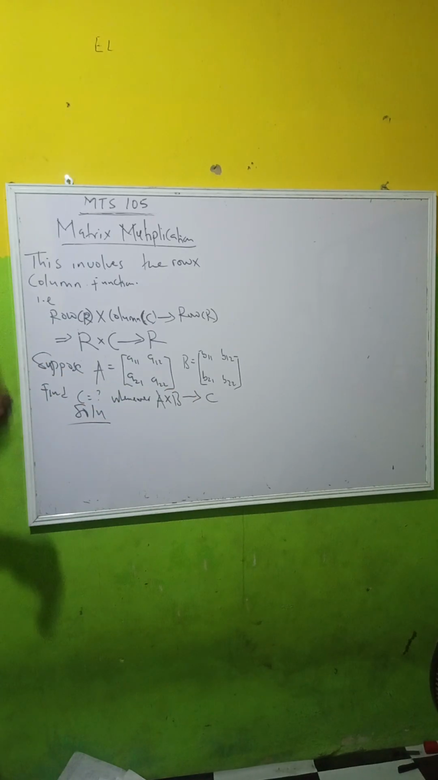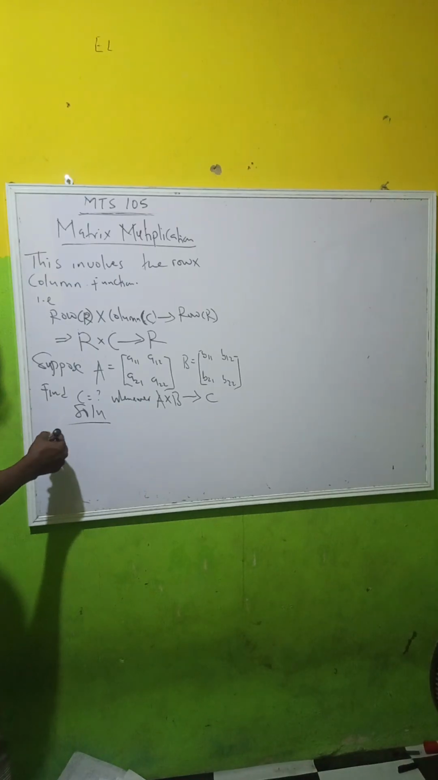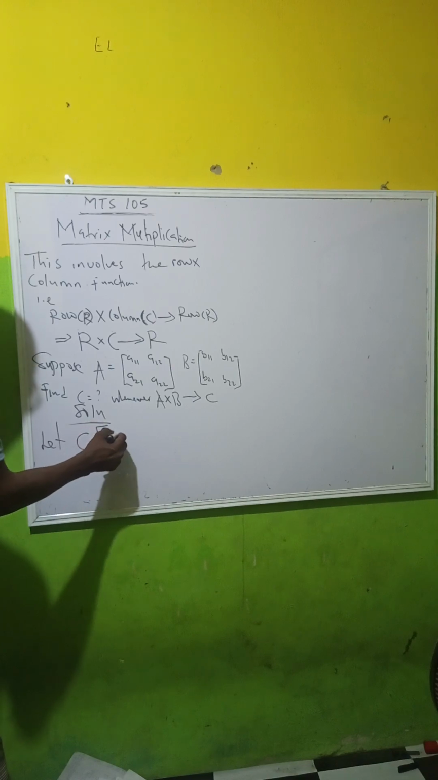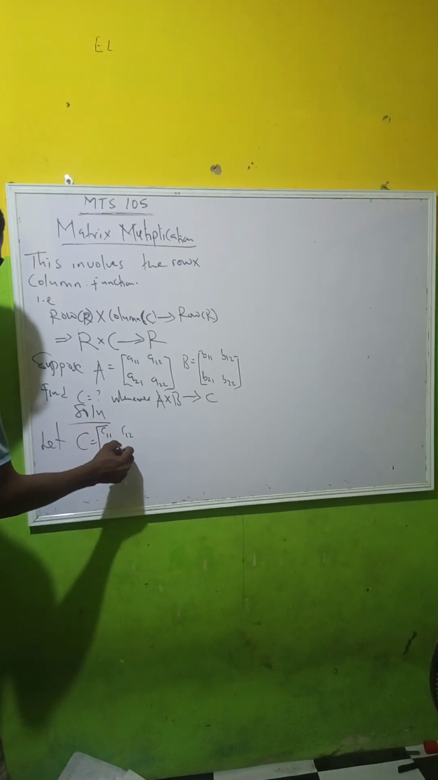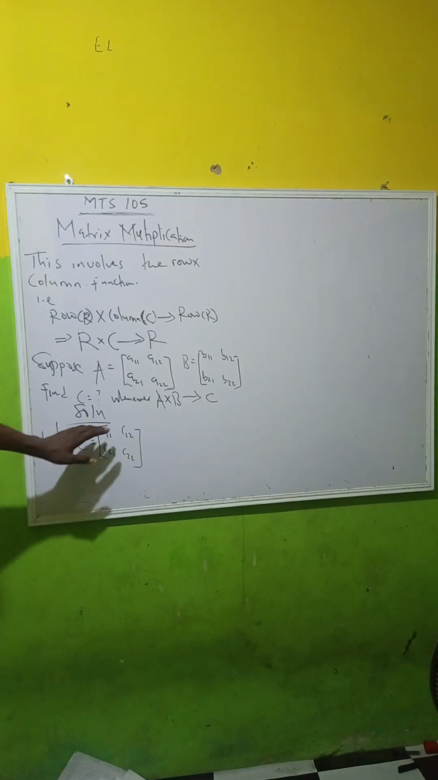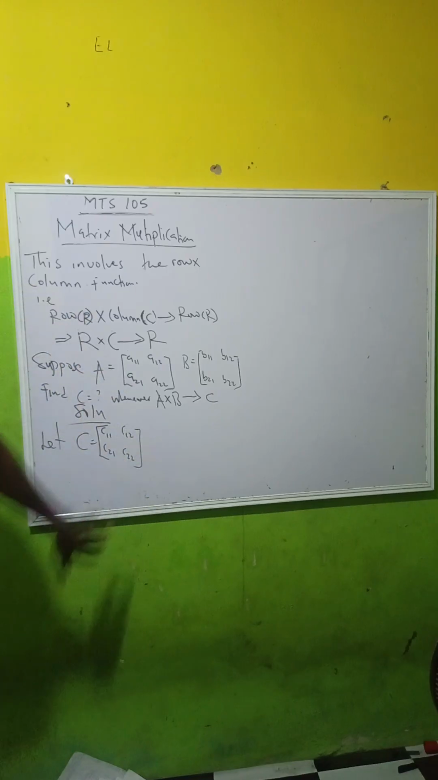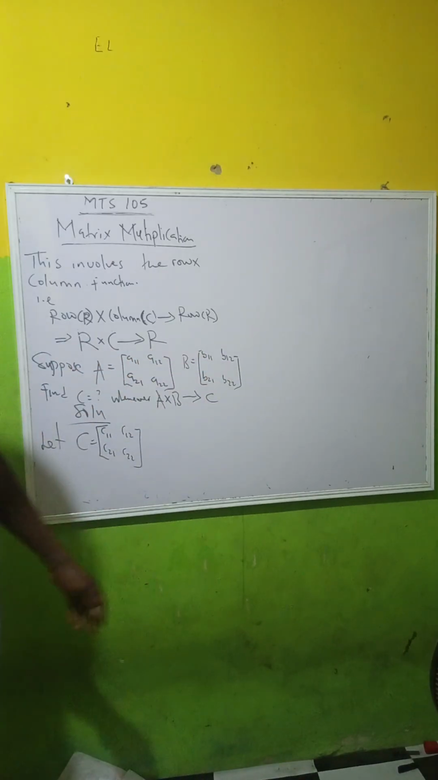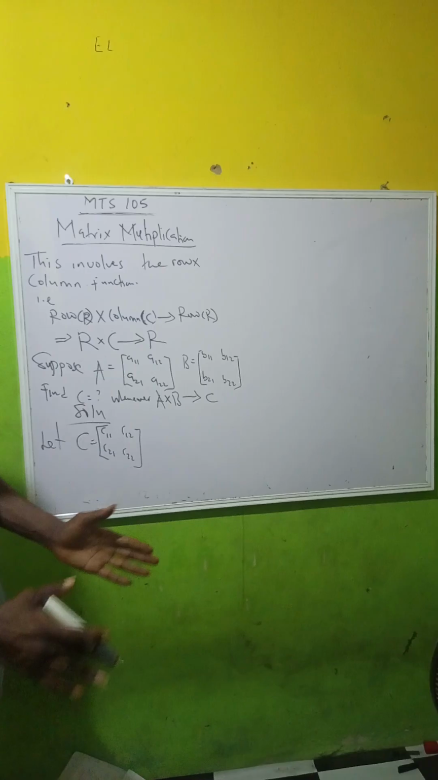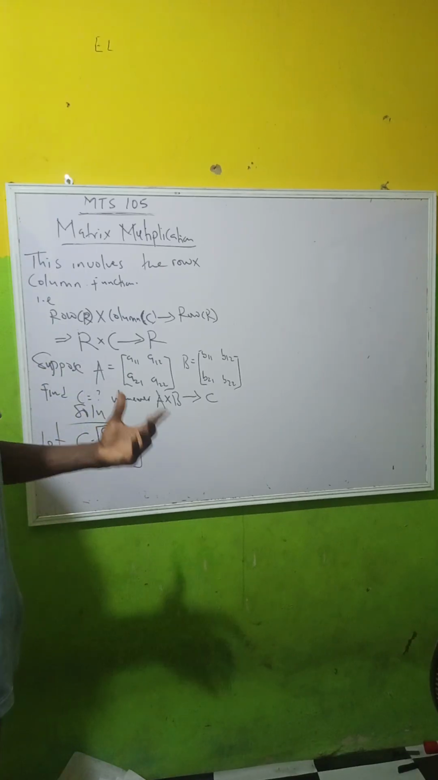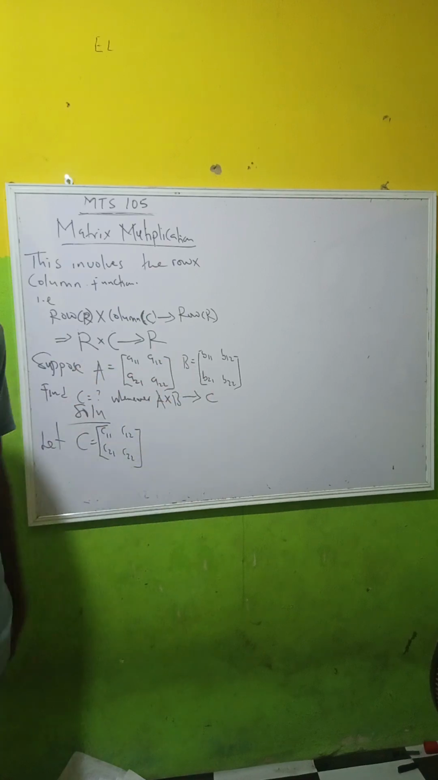So how do we go about it? Let C also equal C11, C12, C21, C22. Which means that we want to find the individual elements of C. When we get the individual elements of C, we will input them back. That is what they ask us to find. We can only achieve that by multiplying this guy and this guy, that is A and B. That's the only way we can get the elements of C.